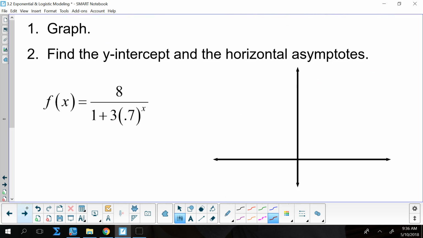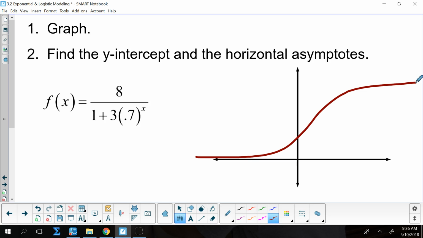Now, first off, I want to graph it. Should be relatively easy to do, right? Because it's logistic growth. How do I know it's logistic growth? The b value here is between 0 and 1. So since it's logistic, it's going to look like that, right? Yes? Okay.